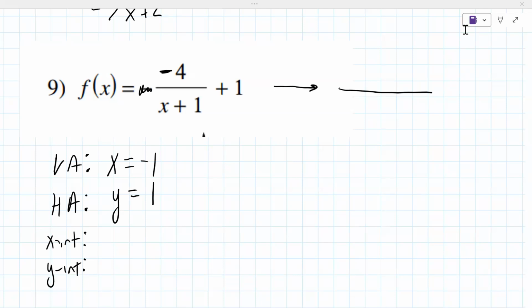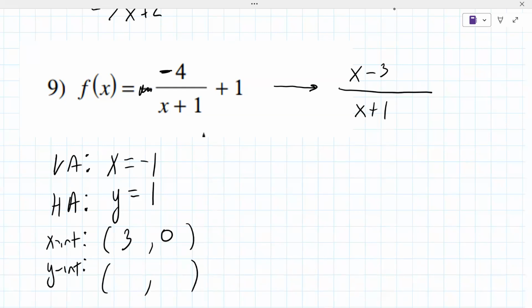It would be 1x minus 3 over x plus 1. And then to find the x-intercept, I would set the top to 0. Agreed? Agreed. So go ahead and do that. Give it to me as an ordered pair, please. At 3 comma 0. Okay.